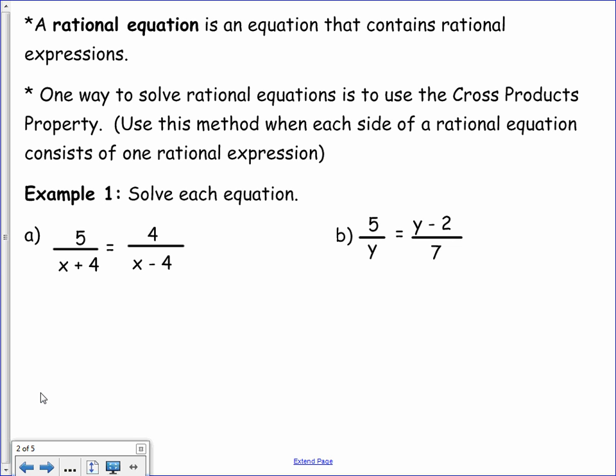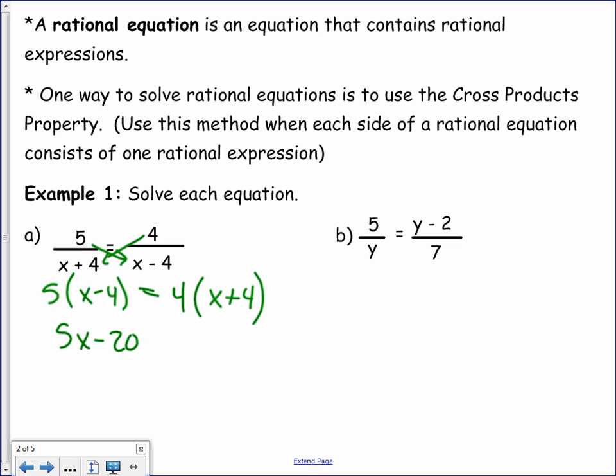So to do this, cross products, we'd have 5 times x minus 4, the product across, and that's going to be equal to 4 times x plus 4, the other cross product. Then we'll use the distributive property to simplify this. 4 times x is 4x, plus 4 times 4 is 16.